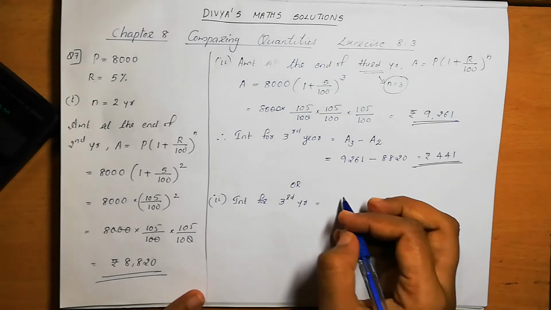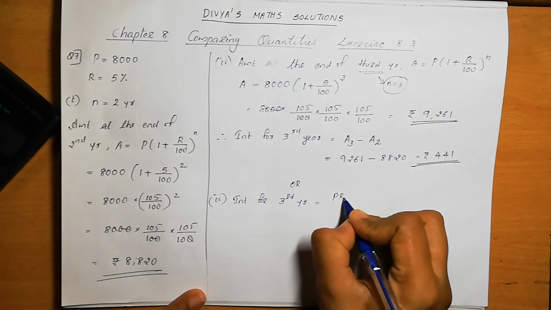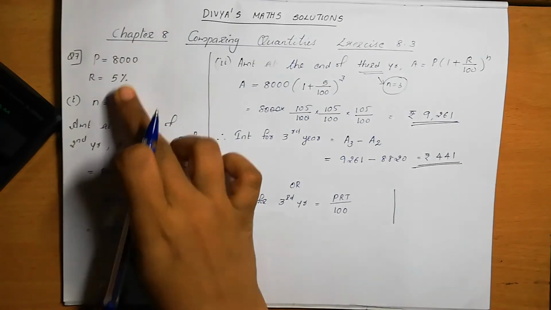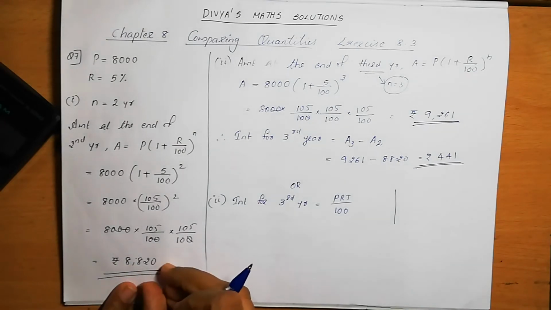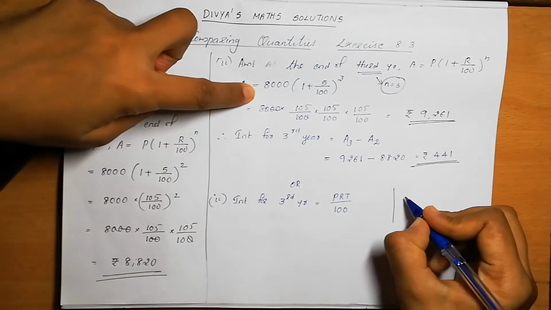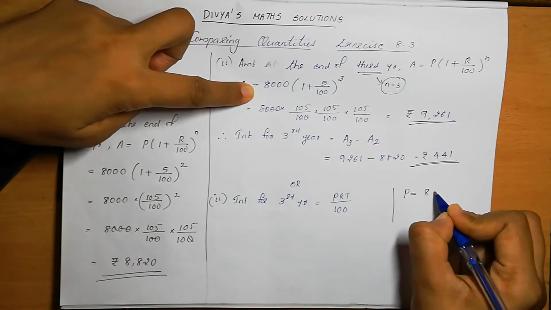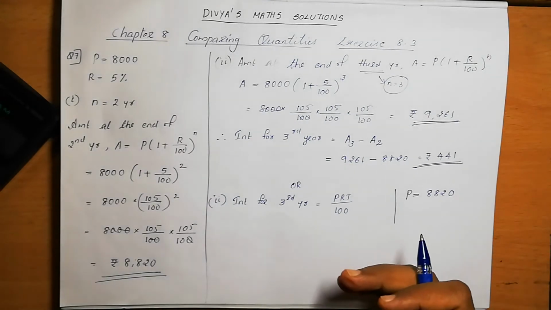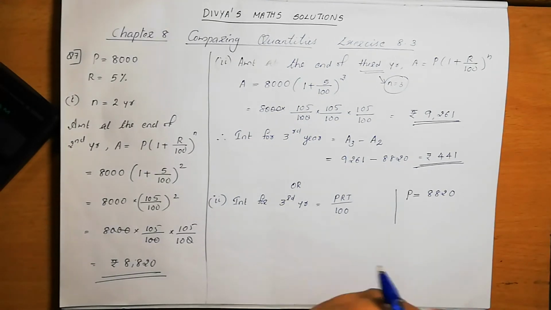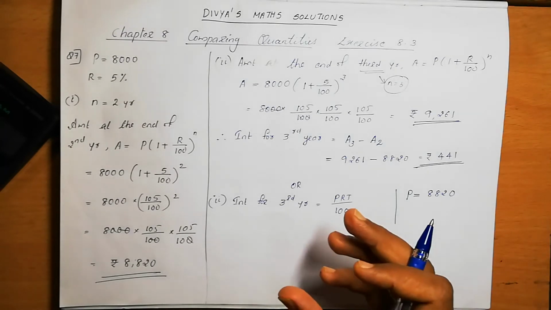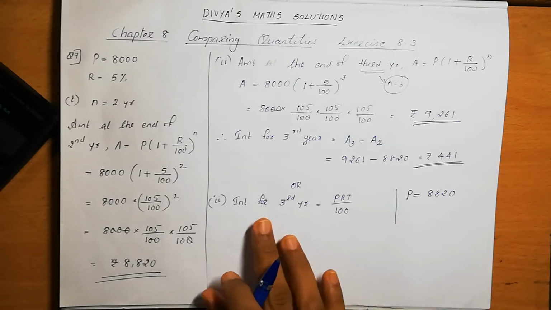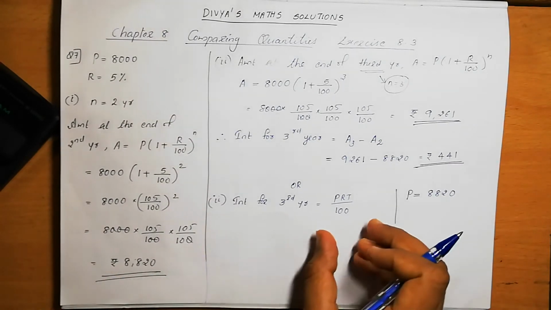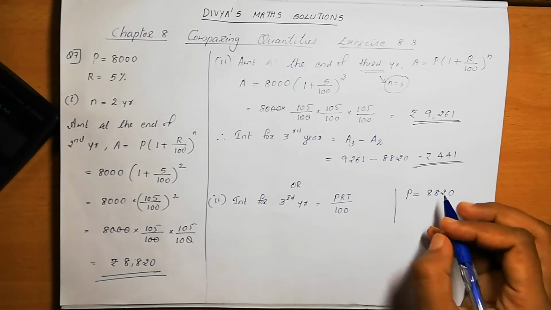How can we calculate? With the simple interest formula, that is PRT by 100. In that case, the principal becomes not the 8,000. What is the principal? The amount at the end of second year is deposited as a new principal, right? So here the principal is equal to 8,820. That is a specialty of compound interest. At the end of every year we are adding that interest to the principal value, so that amount is deposited for the next year. So like that, for interest for third year, what will happen? The amount at the end of second year we are depositing as the principal value, and the rate is the same only.